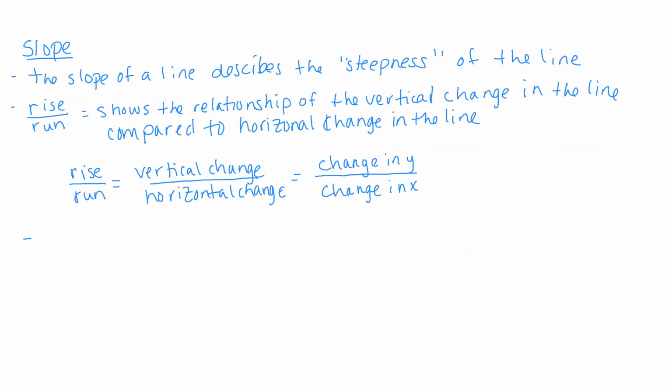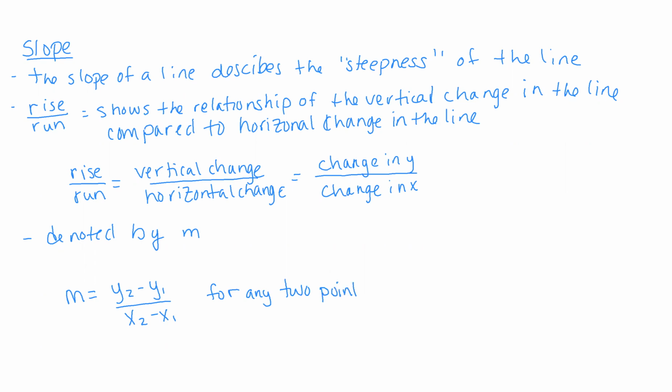Now, slope is also denoted by a lowercase m. If I was going to write this out officially, we would say that m equals the change in y over the change in x. So m equals y2 minus y1 divided by x2 minus x1, for any two points (x1, y1) and (x2, y2) on a line.